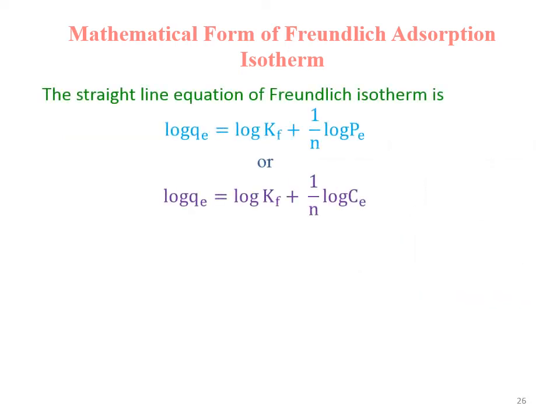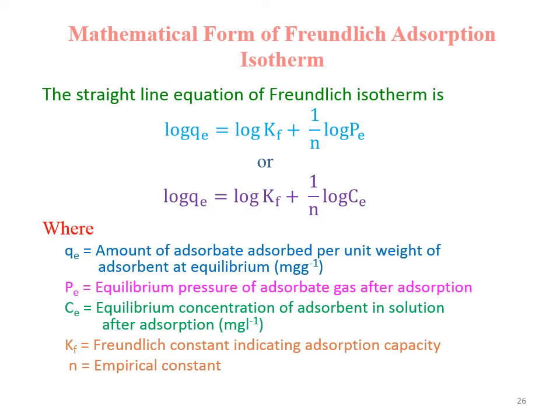The mathematical expression of Freundlich adsorption isotherm can also be converted into a straight line equation. According to this straight line equation expression, log of QE becomes equal to log of KF plus 1 over n into log of PE. This equation is used when the adsorbate is present in the form of a gas, and at equilibrium condition we consider the equilibrium pressure of that gas, and that is represented by PE.